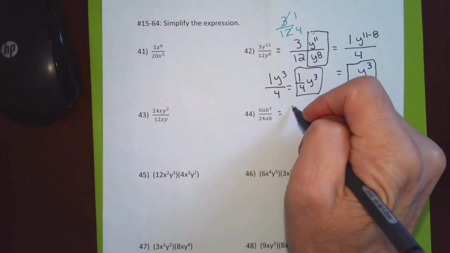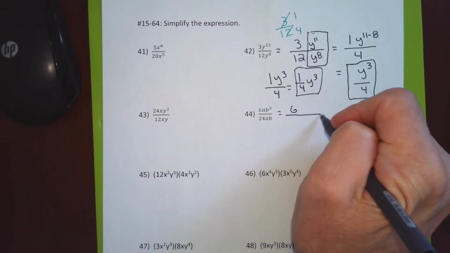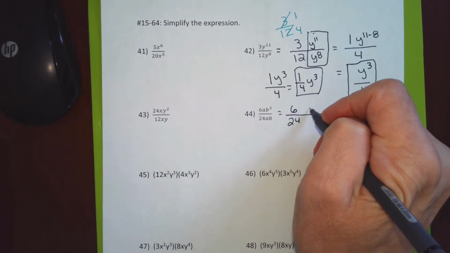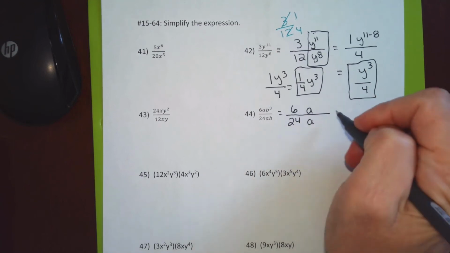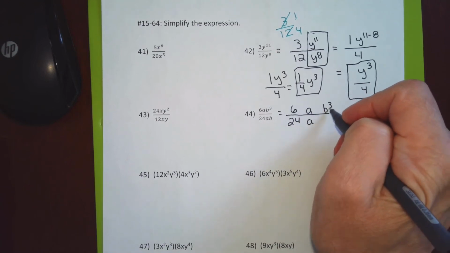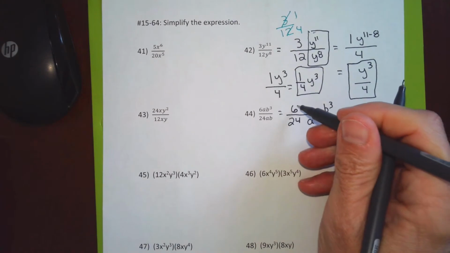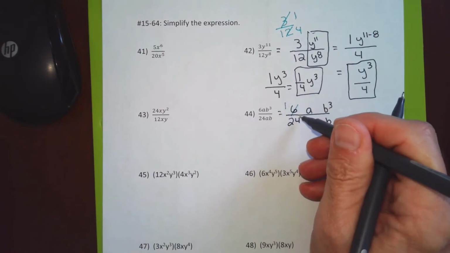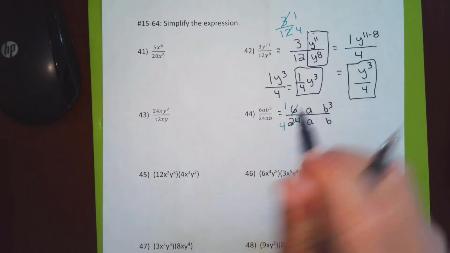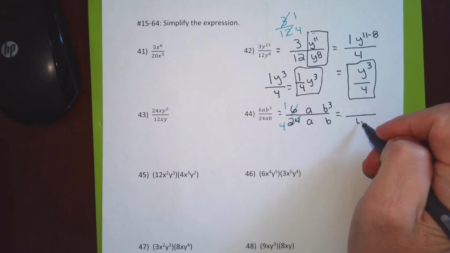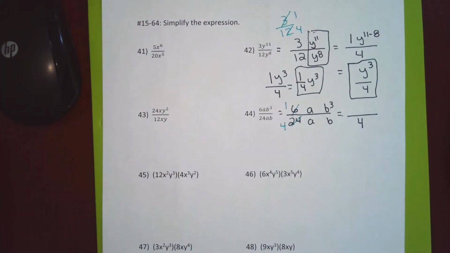In problem 44, I kind of need to think of this as 3 separate problems. I'm going to reduce the fraction 6 over 24. I'm going to reduce the fraction a over a, and I'm going to reduce the fraction b cubed over b. Because there isn't any adding or subtracting between the numbers and the letters, I don't really have any risk of reducing something that I can't. So first I'm going to go 6 divided by 6 and get a 1, 24 divided by 6 and get a 4. I know for certain I'm going to have a 4 in the denominator of my answer from the 1/4.